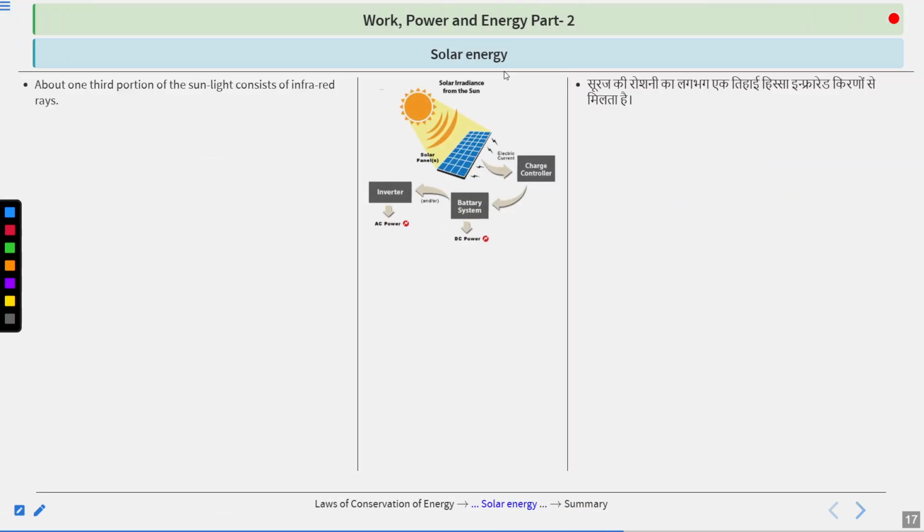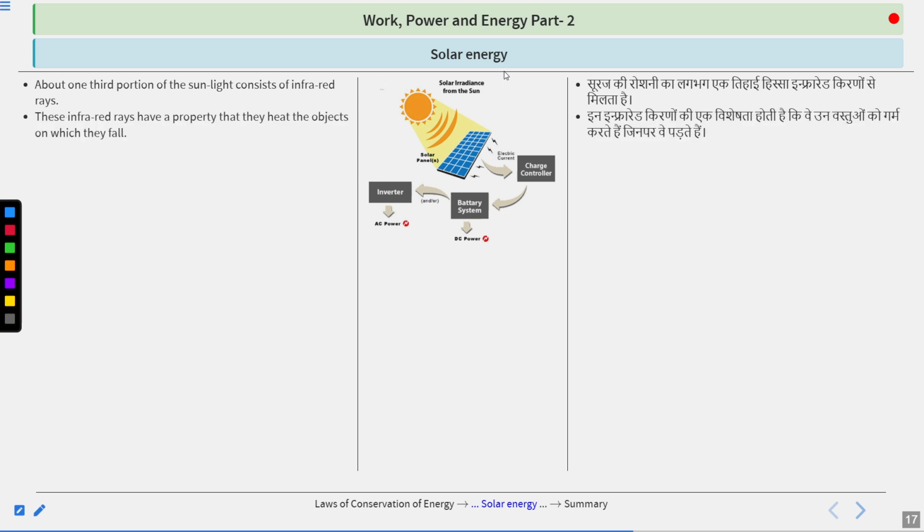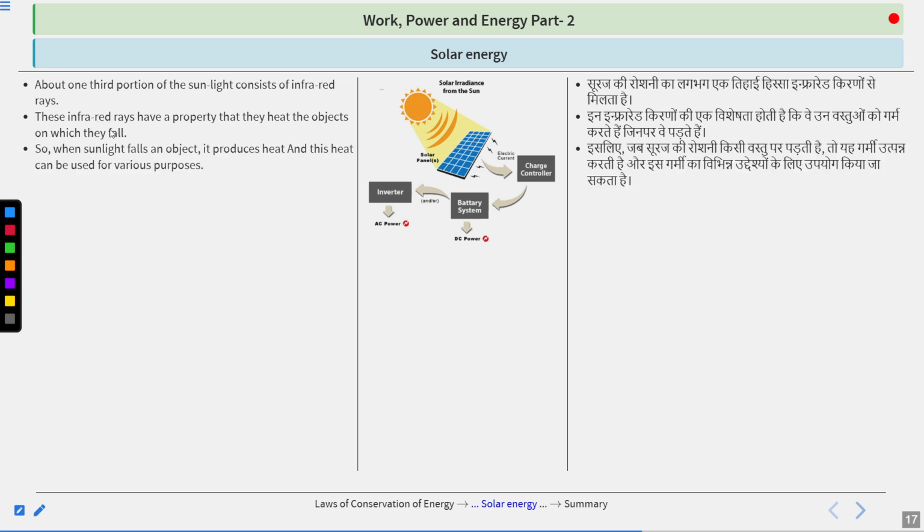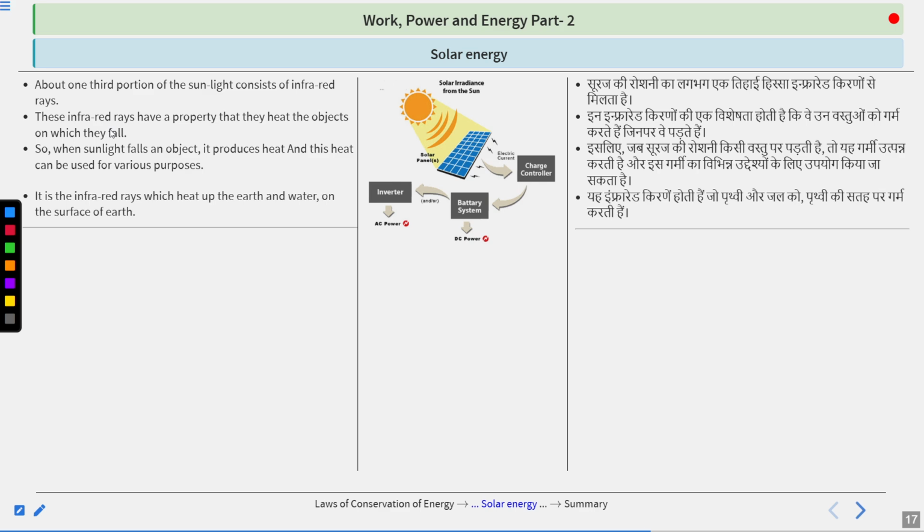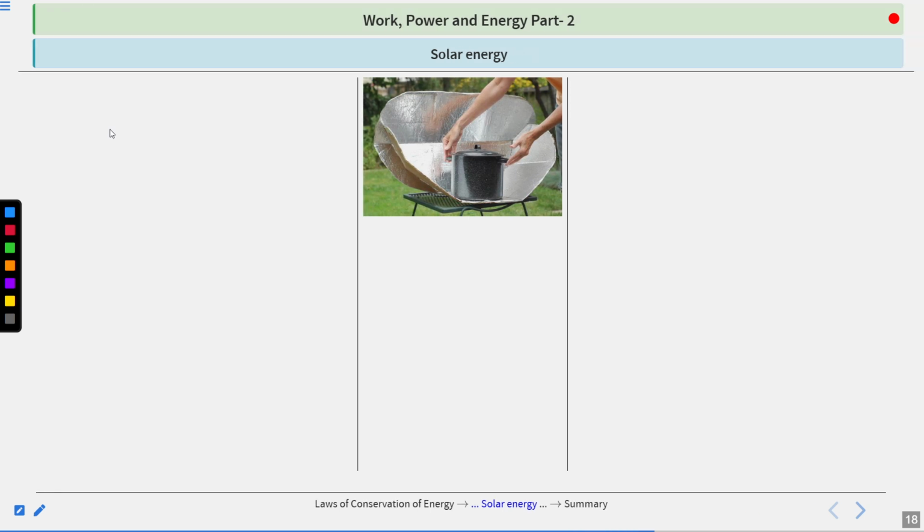About one third of the sunlight consists of infrared rays. These infrared rays have a property that they heat the objects on which they fall. Like, if you place any object in the presence of sunlight, that object will receive the solar energy through the infrared and will heat up. So when sunlight falls on an object it produces heat, and this heat could be used for various purposes. It is the infrared rays which heat up the earth and the water on the surface of the Earth.